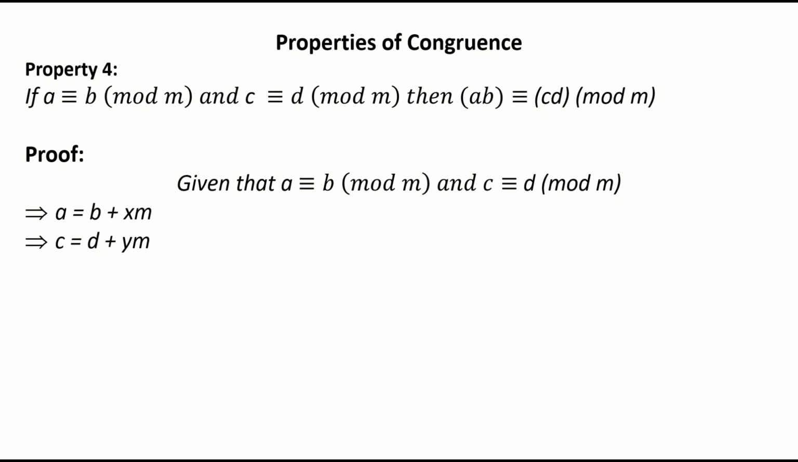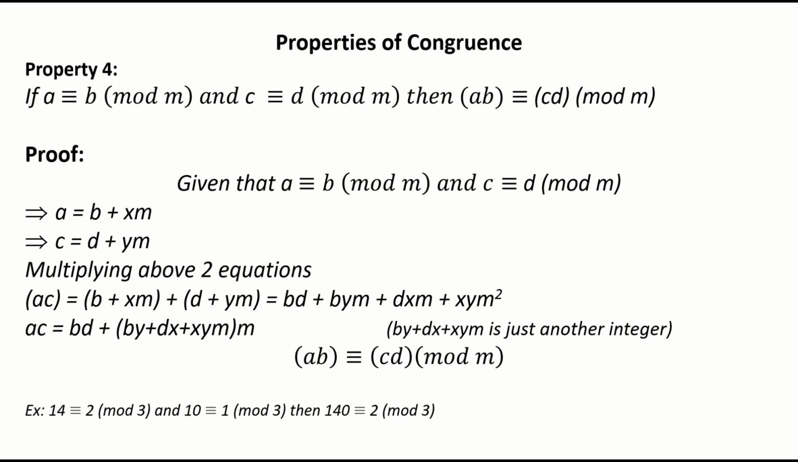The given information is a equals b plus xm, c equals d plus ym, where x and y are integers. Multiplying the above two equations, you will get ac equals (b plus xm) into (d plus ym), which is equal to bd plus byM plus dxM plus xyM square. Now rearrange these terms: ac equals bd plus (by plus dx plus xym) whole into m.